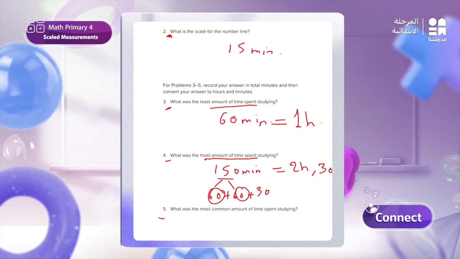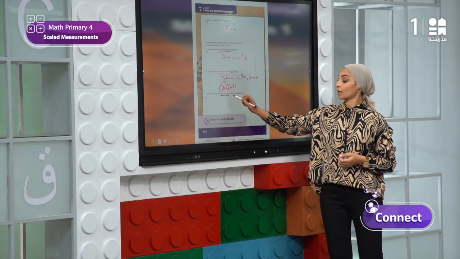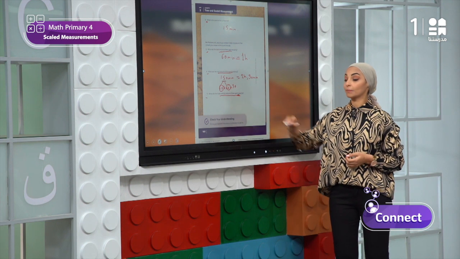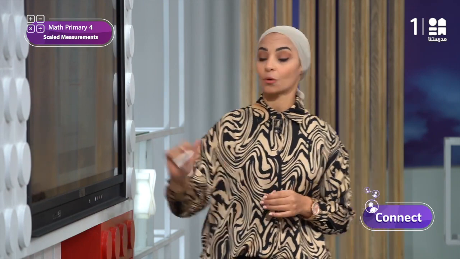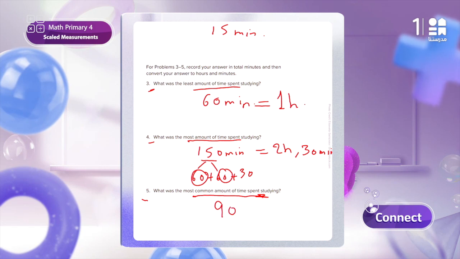Let's move to problem number 5, the last one. The question tells me what was the most common amount of time spent studying? The most time taken in studying. This means that I will look for the most X symbols on the line. Okay? So the value that has the most X's on my line. We notice now that 90 has the greatest number of X's. So 90 is the most common amount of time spent studying. Here, 90 what? 90 minutes.